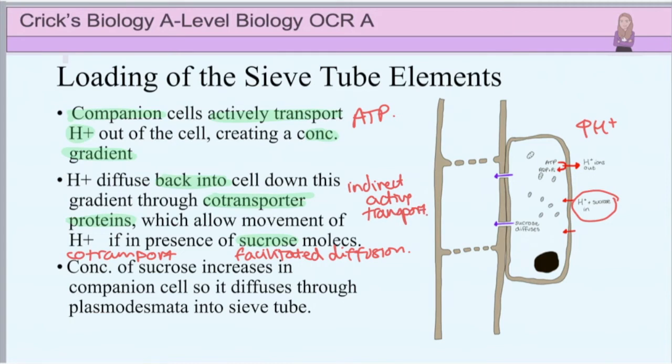Due to this co-transport of sucrose into the companion cells, the concentration of sucrose increases in the cell, so it now diffuses through plasmodesmata into the sieve tube.